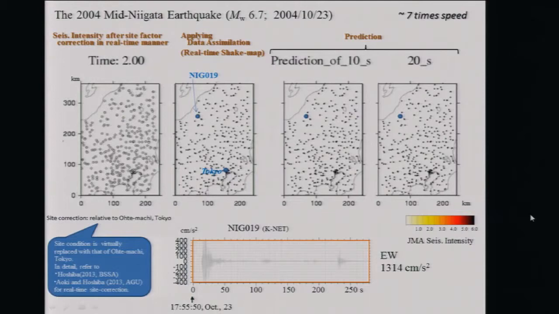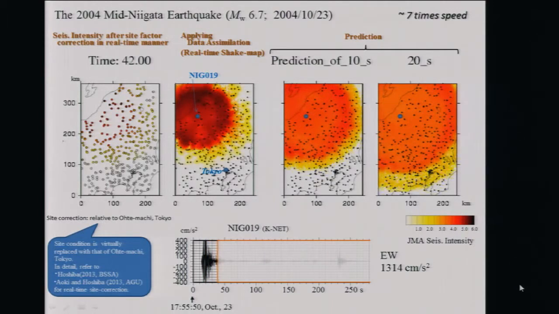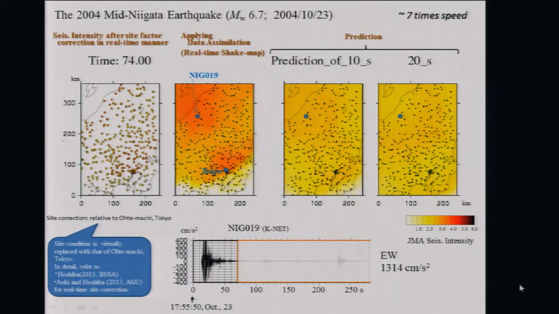Okay, I will show one more example. This is the 2004 Mid-Niigata earthquake, magnitude 6.7. After this main shock, quite active aftershocks followed. So a magnitude 6.7 earthquake occurred and strong ground shaking approached Tokyo. But compared to this direction, strong shaking is propagating in this direction. Okay.